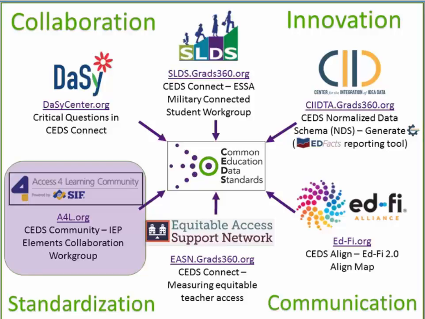And finally, we have Access for Learning, also referred to as A4L or known as CIF. They have developed a list of elements that will make up a student's individualized education plan, or IEP, and CEDS is starting the process actually tomorrow of looking at those elements and defining them for possible inclusion in CEDS version 7. The list is only a partial list of the collaboration work CEDS does with various different organizations. And so I just wanted to make those aware to you.